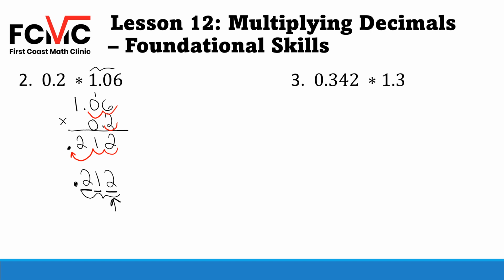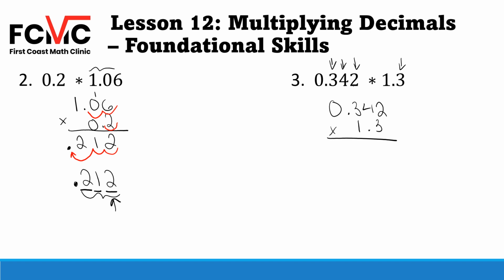Now let's multiply number 3. We've got 0.342, so this is tenths, hundredths, thousandths. So we'd read this as 342 thousandths times 1.3, so it's 1 3/10, because that 3 is in the tenths position. So again, I'm going to put my number with the most amount of digits on top, and then 1.3, or 1 3/10 on the bottom.